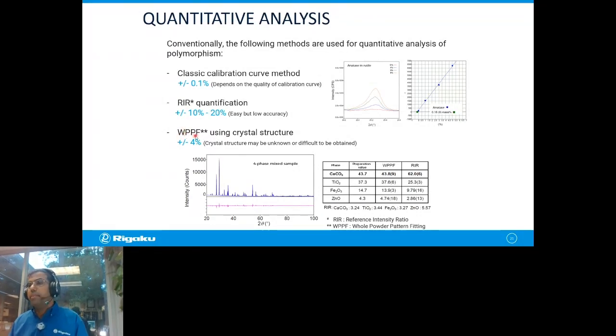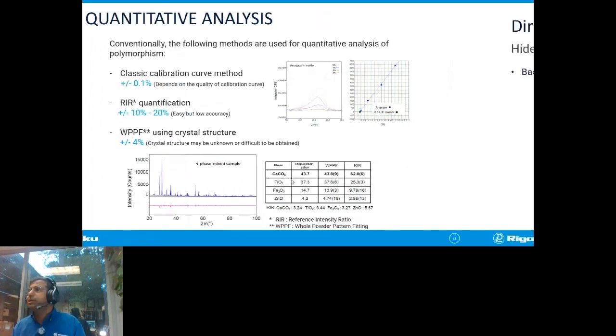WPPF, including Rietveld, whole pattern powder fitting, uses a model, as I explained, and they are quite good and can go as close as up to 4% in relative amounts of the phases, an error of up to only 4%. So that's a very well-known method nowadays, the Rietveld method.